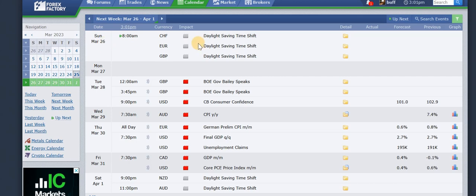Let's have a look. Sunday, we've got some daylight saving time shift changes in Switzerland, Europe. I thought Switzerland was a part of Europe, but who knows? And the UK, which is no longer a part of Europe. So that's on. Just be careful around brokers. Certain brokers work on different times, etc. So just be aware of if it affects your broker time. For example, the 4-hour candles may be 1 hour later, 1 hour earlier. I don't know which way it's shifting. I lose track of this stuff.